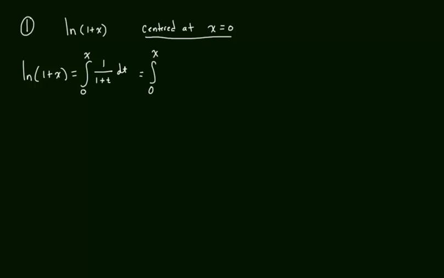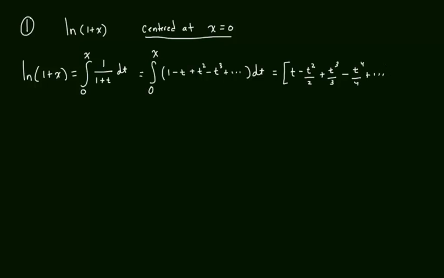Okay, so the next thing we're going to do is write the 1 over 1 plus t as a power series. So that's going to be a geometric power series, 1 minus t plus t squared minus t to the 3rd plus dot dot dot, dt. And then I'm going to integrate here term by term. So the integral of 1 is t. Then we have t squared over 2 plus t to the 3rd over 3 minus t to the 4th over 4 plus dot dot dot.